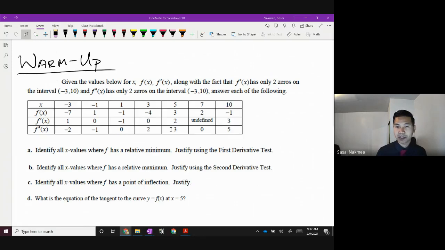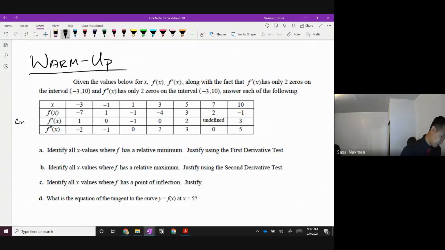Let's see here. I want to reward those people who are trying their best at this. Don't leave it blank, guys. Just try to get an idea of what it means when it's asking you for relative minimum. And if you need a hint right now, remember, a relative minimum happens at a critical point, meaning the first derivative, that's this guy right here. This right here is the first derivative, and this is the second derivative down here.